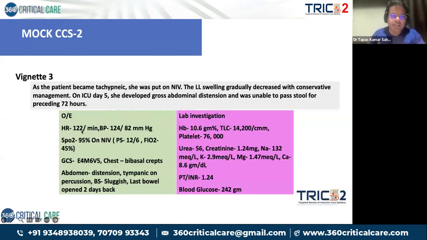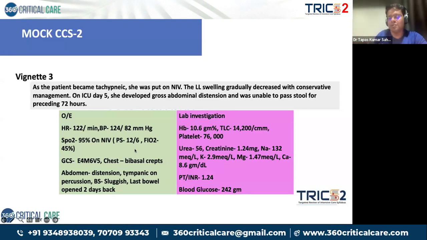So now on examination, you can see here heart rate 122, BP 124 by 82, saturation 95% on NIV, GCS E4 M6 V5, chest bilateral crepts, and abdomen, which is the significant thing for this clinical vignette: distension, tympanic on percussion, bowel sounds sluggish, and last bowel opened 2 days back. So they have given enough information from the history as well as on examination.